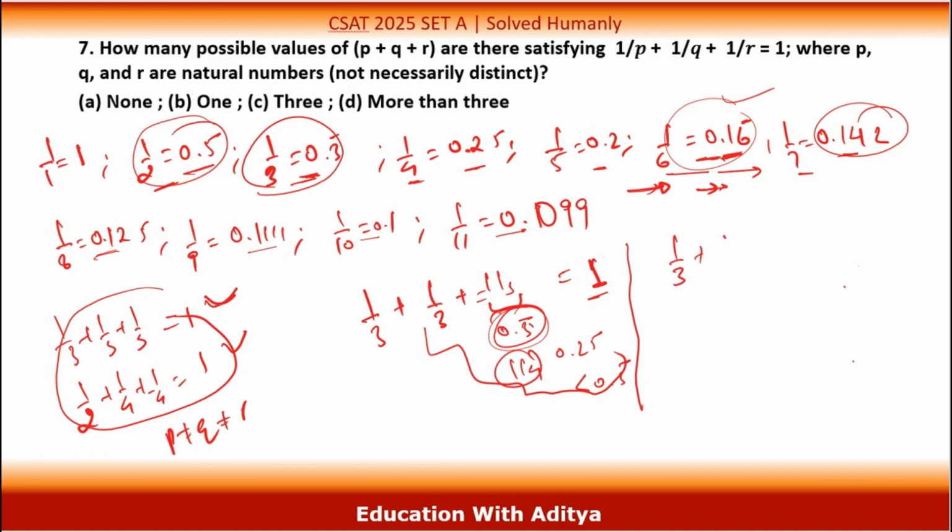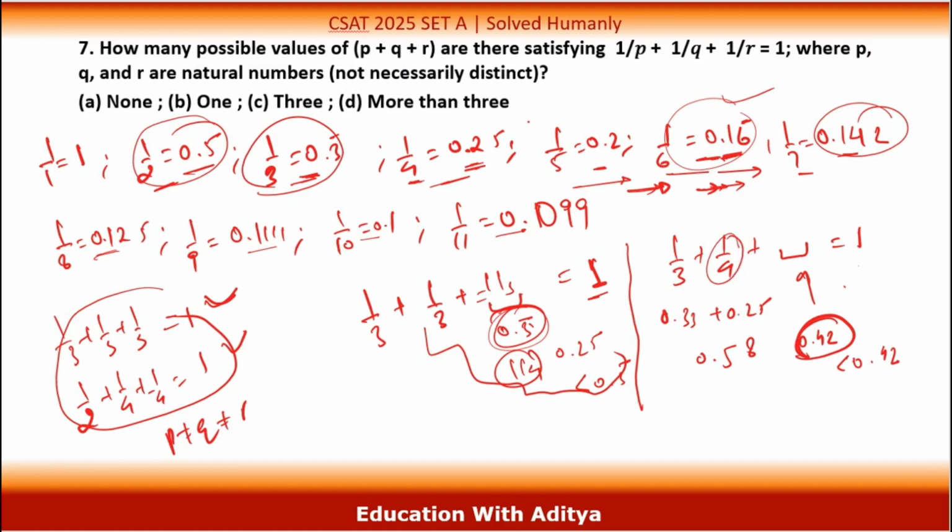So if I take 1 by 3 plus 1 by 4 plus something equals to 1, how much have I already consumed? 0.33 plus 0.25, so I have consumed approximately 0.58. The biggest number after 1 by 4 is 1 by 4 itself, and I need 0.42 here. Is there any way I can bring a 0.42 here? No, there is no way, because 1 by 4 itself is less than 0.42. Any number greater than that will be less than 0.42.